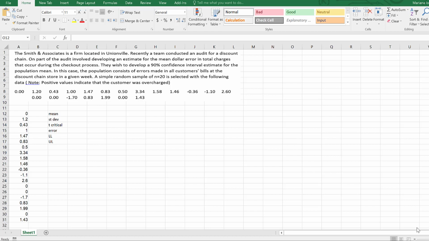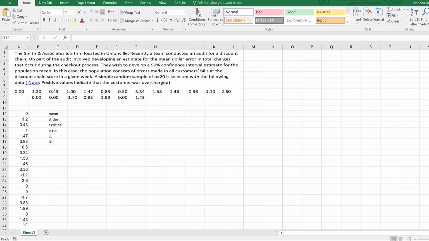In this case, the population consists of errors made in customers' bills at the discount chain store in a given week. A simple random sample of 20 is selected with the following data. You can see below these 20, once more, errors made in customers' bills at that chain store in the given week. Positive values indicate that the customer was overcharged. So I put all the data into a column.